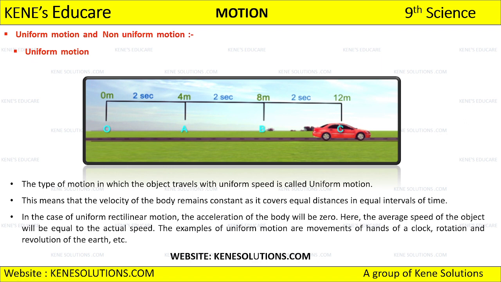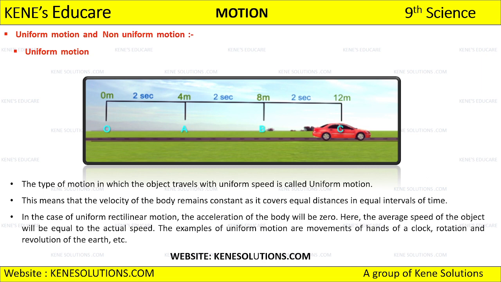When I am moving straight, the type of motion in which the object travels with uniform speed. Suppose I'm driving a car and I have maintained the speed of 40. I'm not increasing my speed. I'm driving my car at a constant, uniform speed, and that is 40. That type of motion is called uniform motion. What will you state? The type of motion in which the object travels with a uniform speed becomes uniform motion.